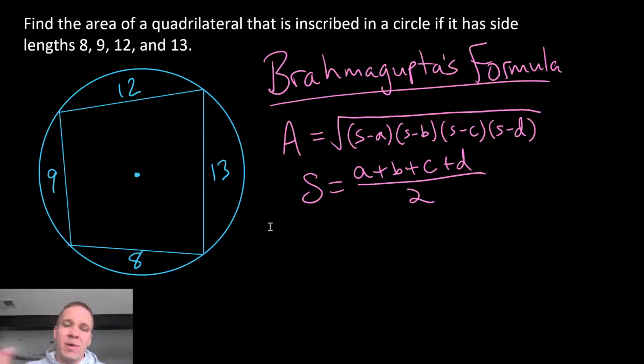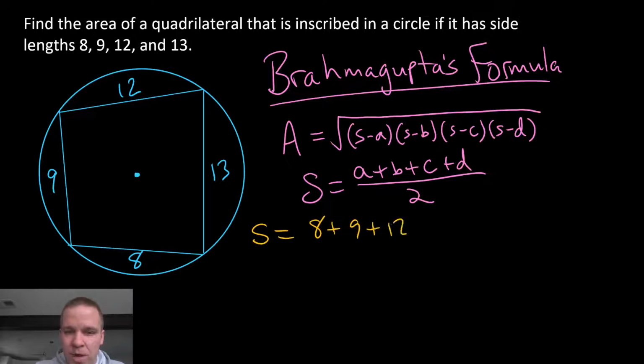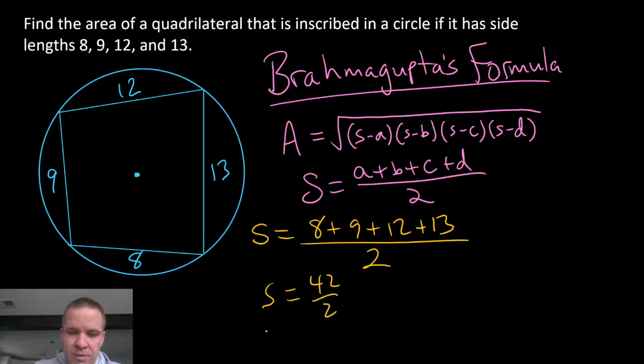Same kind of idea here. We've got to find our semiperimeter and then we can plug it into that wonderful looking formula. So first thing, let's get that semiperimeter. My semiperimeter is all my sides added up, 8 plus 9 plus 12 plus 13, all divided by 2. That's going to be 42 divided by 2, so my semiperimeter is 21.